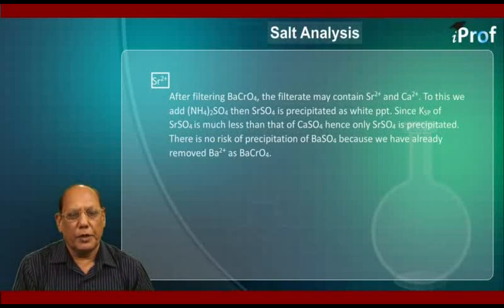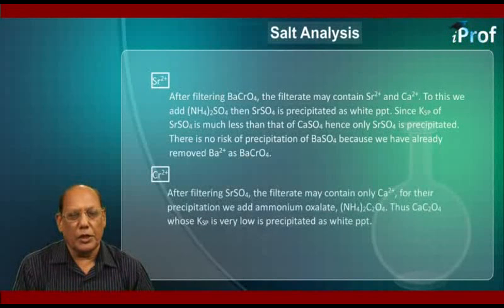Finally, we have calcium ions. After filtering strontium sulfate, the filtrate may contain only calcium ions. For their precipitation, we add ammonium oxalate, (NH4)2C2O4. Thus calcium oxalate, CaC2O4, whose Ksp is very low, is precipitated as white precipitate.